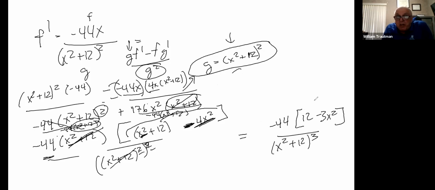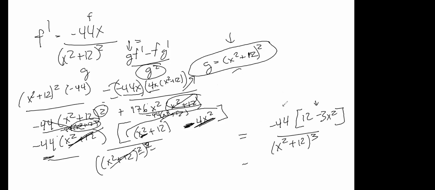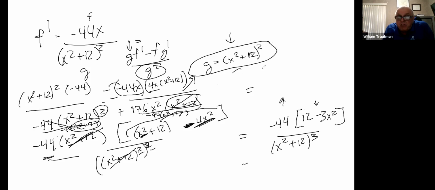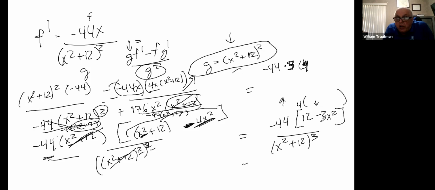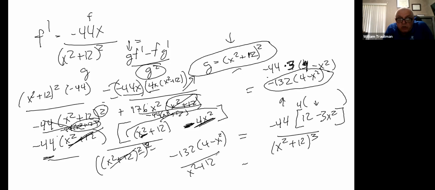And I can factor out a 4 here. I'm going to do it on top. I apologize. I have negative 44, and then I'm going to factor out a 4 here. When I factor out a 4, I'm left with 3. I'm not factoring out a 4, I'm factoring out 3. So I'm left with a 4. 12 divided by 3 is 4, and 3 divided by 3 is x squared. So this is my top. Negative 44 times 3 is negative 132, times 4 minus x squared. So that's my top. This is what the answer looks like in the book. Same thing I got: negative 132, 4 minus x squared, all over x squared plus 12 to the third.